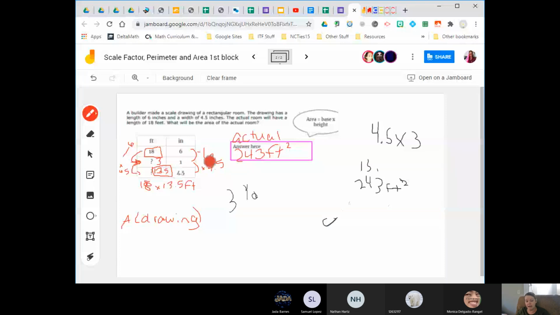So now what we're gonna do is compare that to the area of the drawing. So we would take 6, which is our length, times 4.5, which is our width, and that's going to give us the area of the drawing. So what is 6 times 4.5? I see Nathan's already got it written down. So Nathan tells us that when we do 6 times 4.5, we get 27. Jada gave me the same answer in the chat.